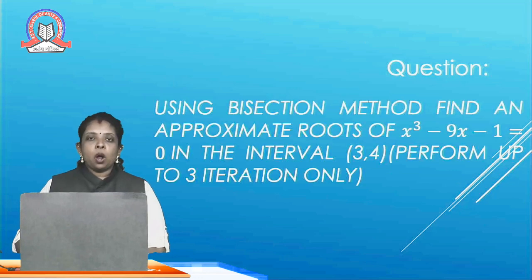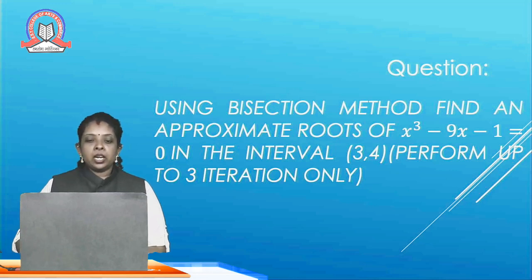The best way to understand the bisection method is to calculate a sum using a polynomial or any transcendental function. Transcendental functions are functions having exponents, logarithms, as well as trigonometric functions. Here we have a question: using the bisection method, find an approximate root of x cube minus 9x minus 1 equal to 0 in the interval of 3 and 4. Perform up to 3 iterations only. That means we have to do 3 iterations for this sum, and we can finalize the value for this polynomial.